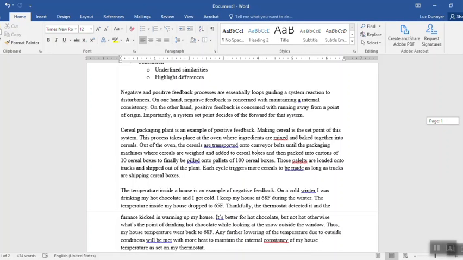What was I thinking about? I swear I did not write that just to be funny. It was literally what came out when I was writing it. Thus, my house temperature went back to 68 Fahrenheit. Any further lowering of the temperature due to the outside condition would be met with more heat to maintain the internal consistency of my house temperature as set on my thermostat.